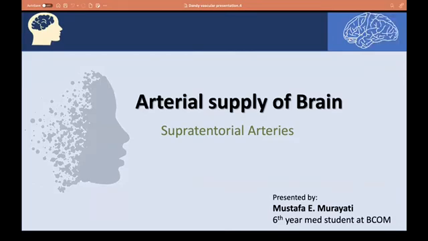Today, I'm going to present a lecture about the arterial supply of the brain. It's going to be a basic anatomy regarding the vascular supply. And we will talk about a concept that you may hear for the first time in your life, the supratentorial arteries. The supratentorial arteries are the arteries that lie above the tentorium cerebelli that separates the brain from the cerebellum. So anything above it is called the supratentorial area, and we will talk about the arteries there.